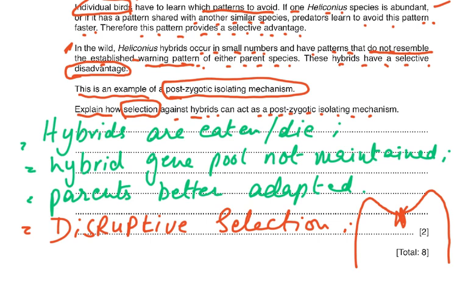Says here in the question, predators learn to avoid this pattern faster. So that means if they didn't eat them, of course their numbers would increase, and the others who are at a disadvantage, their numbers would decrease.